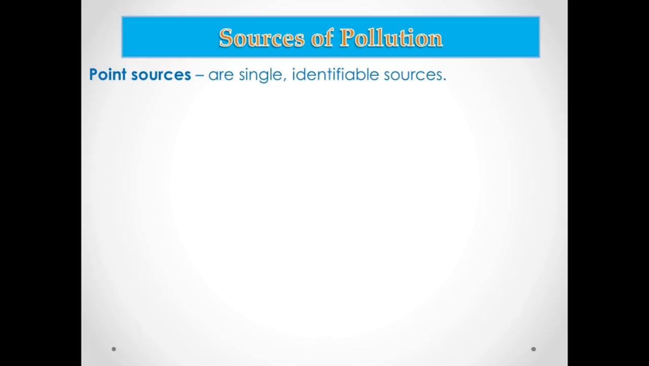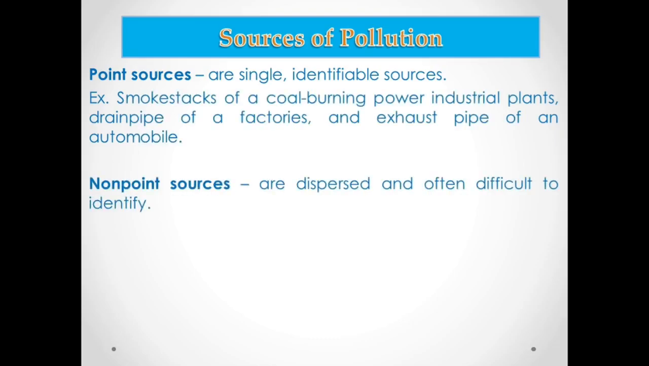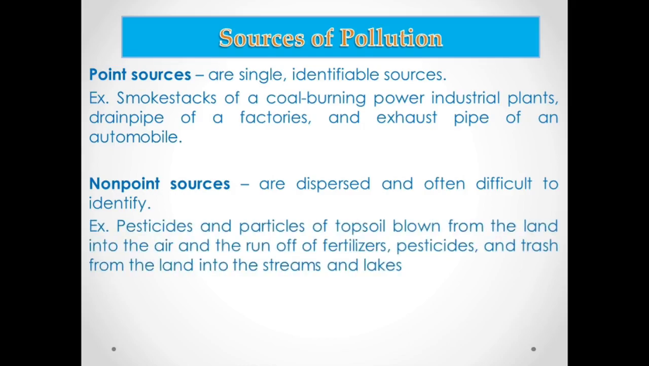And the last type of the sources of pollution is what we call the non-point sources. Okay, so when we say non-point sources, they are dispersed and often difficult to identify. Why? It's because we don't know where the source of this pollutant is. Like for example, pesticides and particles of topsoil blown from the land into the air, and the runoff of fertilizers, pesticides, and trash from the land into the streams and lakes. Okay? In this case, we don't know where these pesticides are coming from, because there are a lot of farms, and especially here in Negros, or even in different places, there are a lot of farms that are using pesticides.